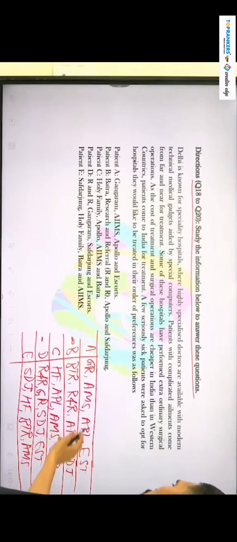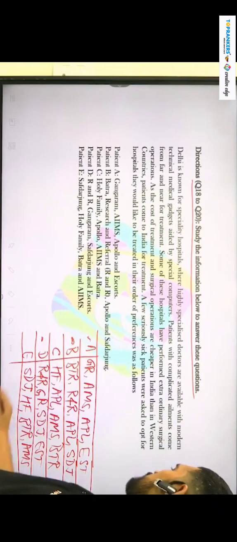Next, which pair prefers AIIMS and Apollo but not R&R and Safdarjung? AIIMS and Apollo: A has them, B has Apollo but not AIIMS. AIIMS and Apollo in C as well. So A and C, and it should be A and C. Fine. So that makes this setting arrangement complete.